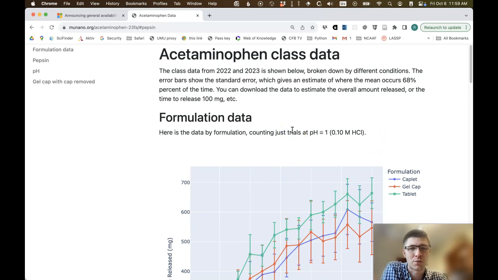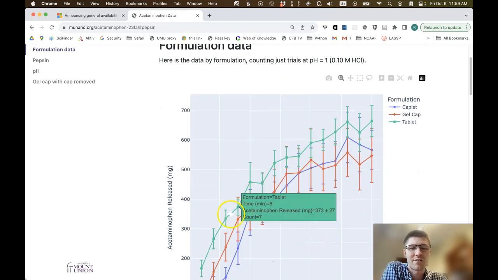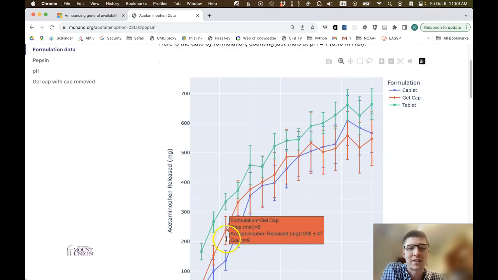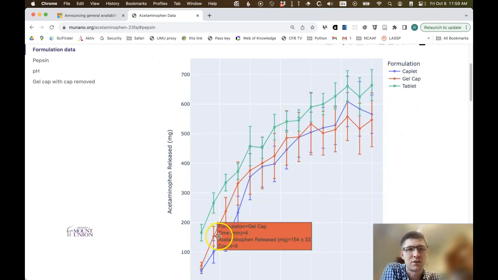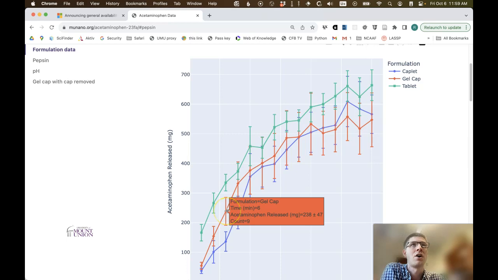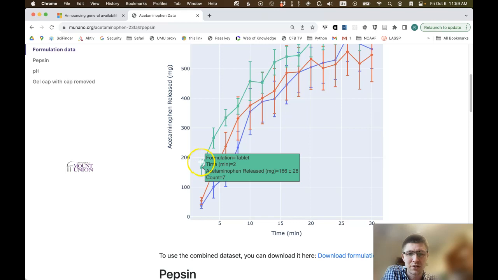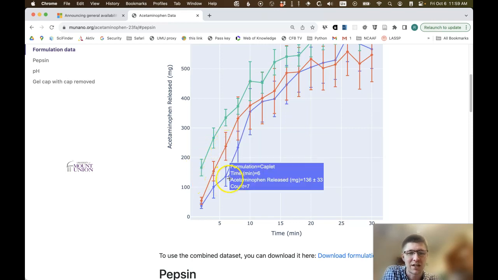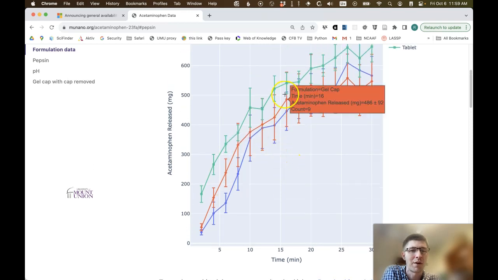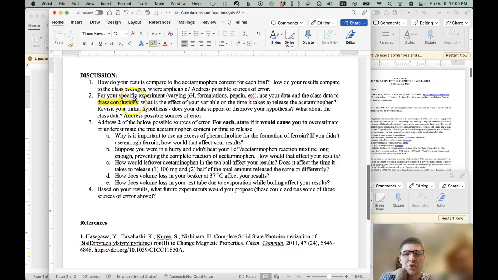You don't want to overinterpret your data. You can see there's a lot of error on these. Even after doing 9 trials, there's still a lot of uncertainty because of all those different variables, the stirring, all the different steps in doing the conversion. So you don't want to overinterpret your results, but you can see there are statistically significant differences here between the formulations, especially when we combine, in this case, 2 years' worth of class data. So that's the idea of number 2, really your biggest point of drawing conclusions related to the purpose of the experiment.